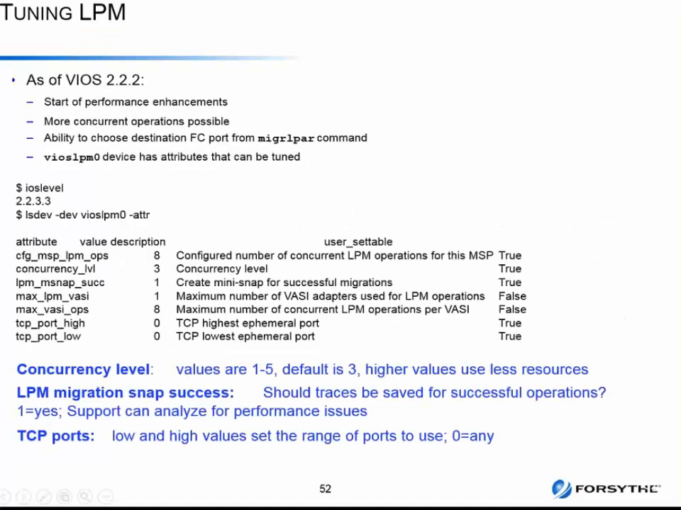If you look at the commands, when I do an ioslevel on my system, I see 2.2.3.3, and then I can do this lsdev command. This is the device that we were talking about, vioslpm0. These are what the defaults are set to. Right now my configured concurrent LPMs are 8 for this MSP, which is not surprising because I only have 1 pair of VIO servers. And then there's some concurrency and a number of other parameters. I would not recommend that you go changing these without understanding what you're changing.